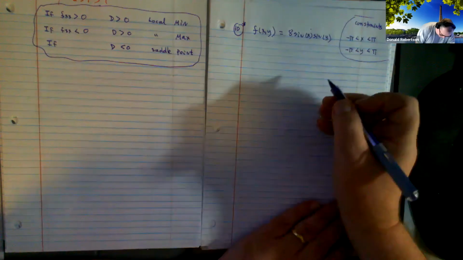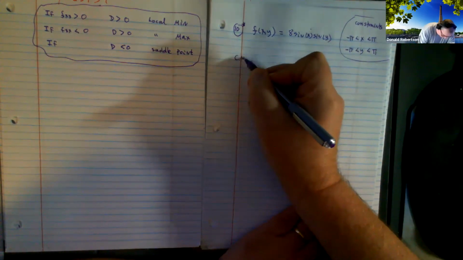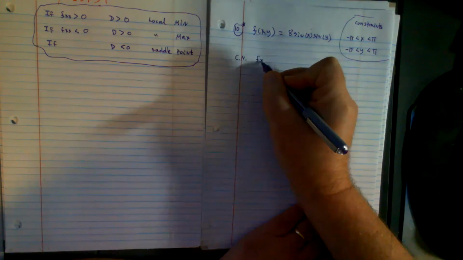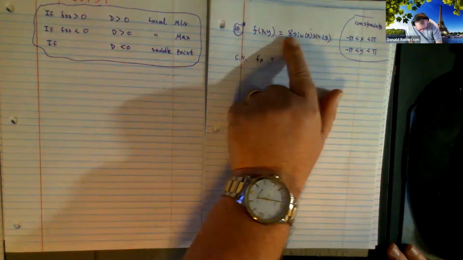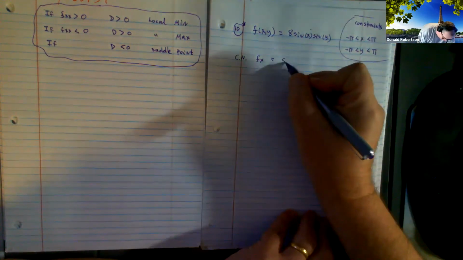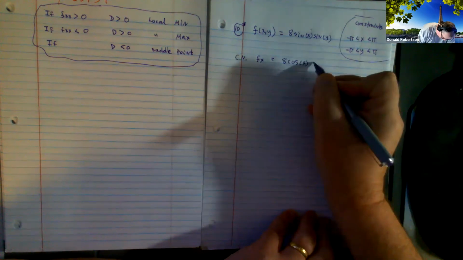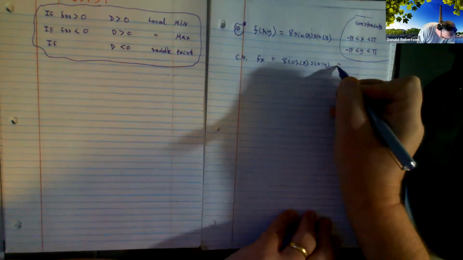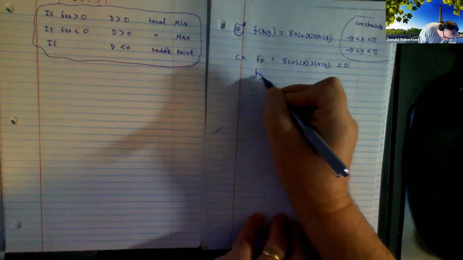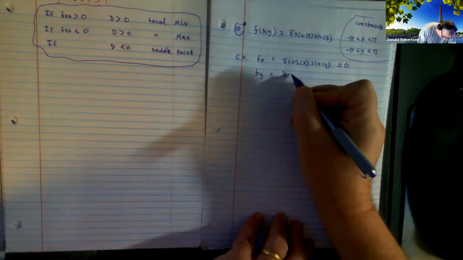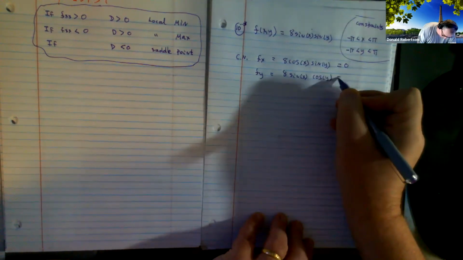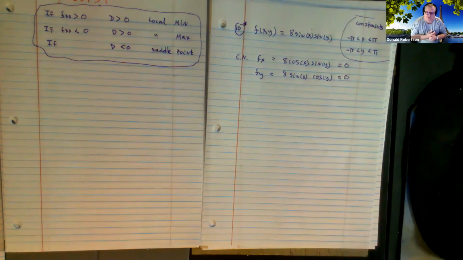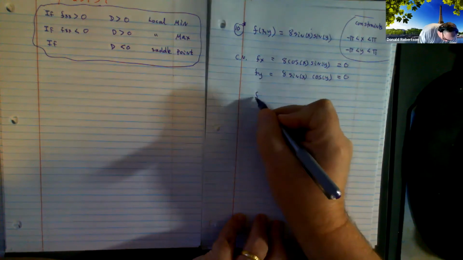Okay, we're good. So let's go hunting for critical numbers. The partial derivative with respect to x: if you differentiate this thing with respect to x, you will get 8 cosine x sine y, and that has to be 0. And if you do it with y, you get 8 sine x cosine y equals 0. Are you comfortable with what we just wrote down there? Right, now I'll start with the first one, this guy being 0.